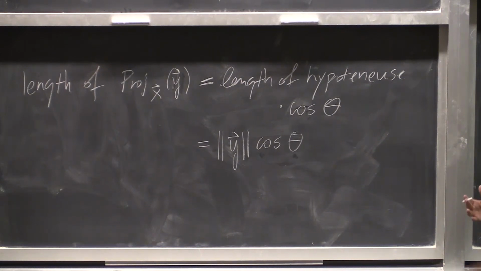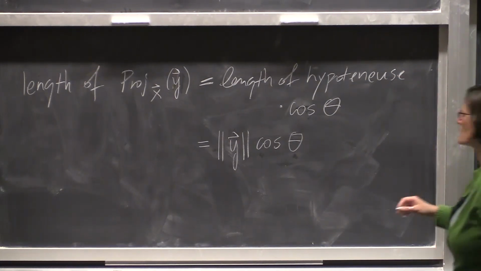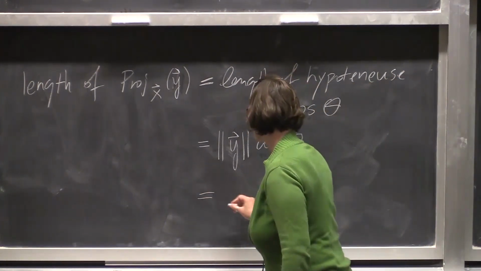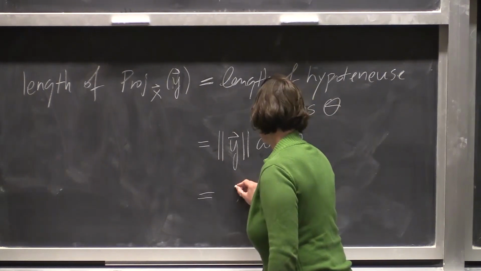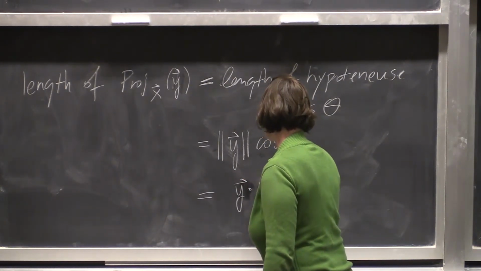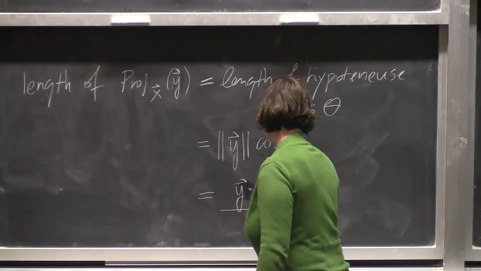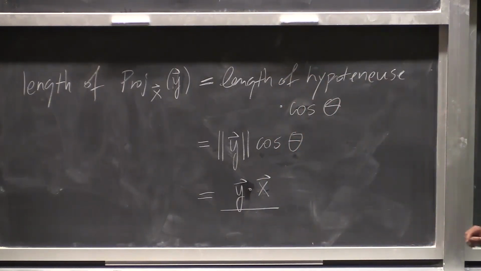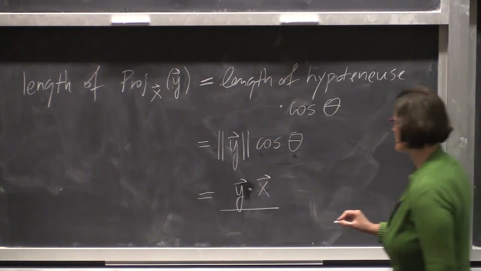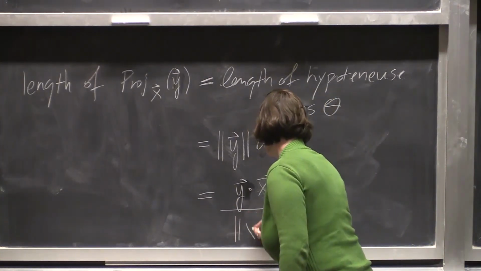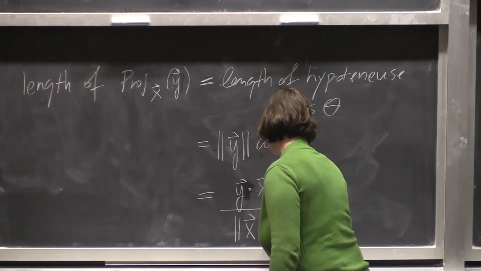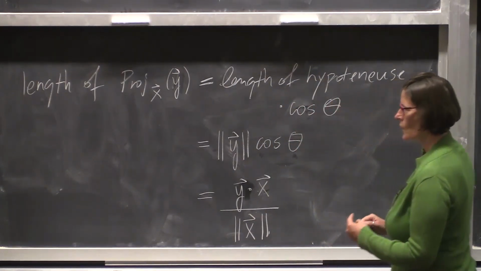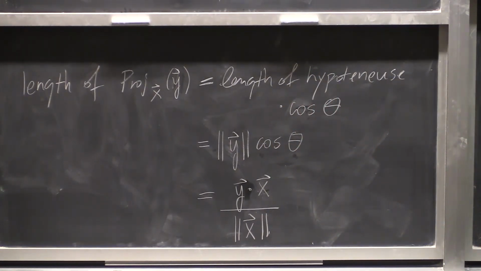Use the dot product. The dot product has the absolute value, the length of y times cos theta. So this thing is precisely y dot x divided by the magnitude of x, the length of x. Okay, so we've got one out of two things that we need.